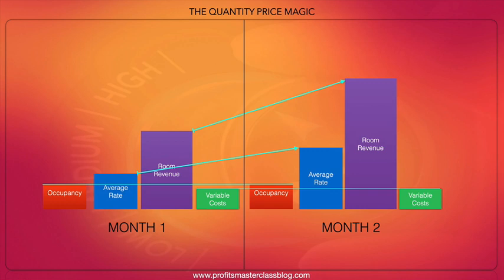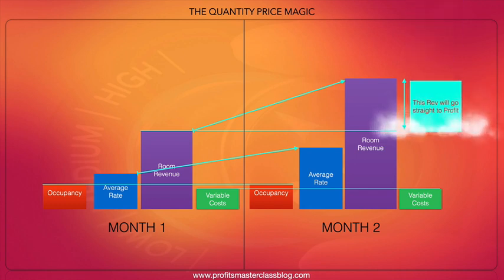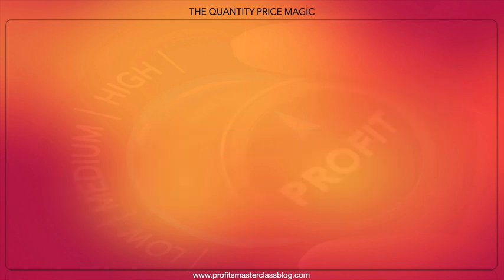However, the most important effect is what happens to that room revenue increase in month 2 over month 1. That increase entirely hits the bottom line. This is a situation where the room revenue increase did not bring with it any direct variable expenses. Let us now look at another scenario.